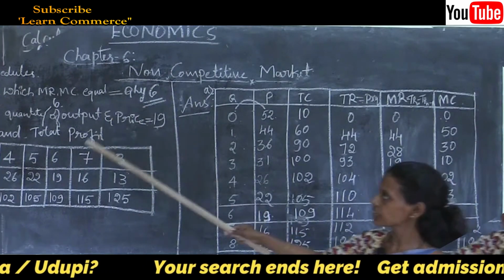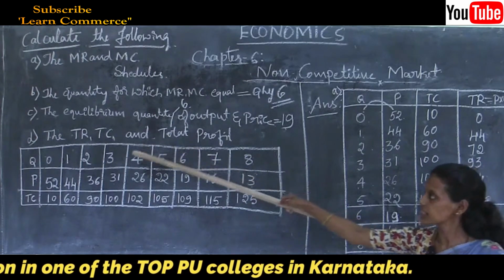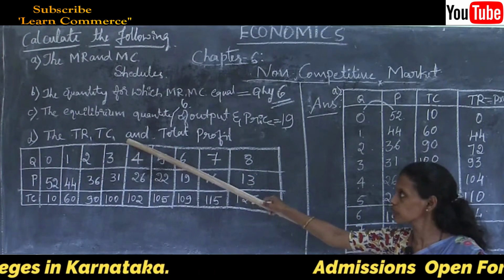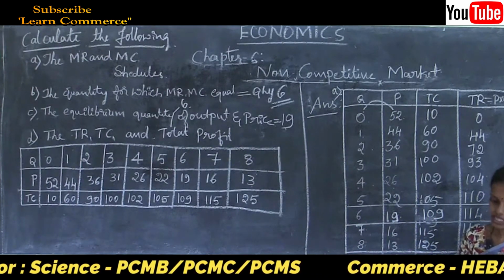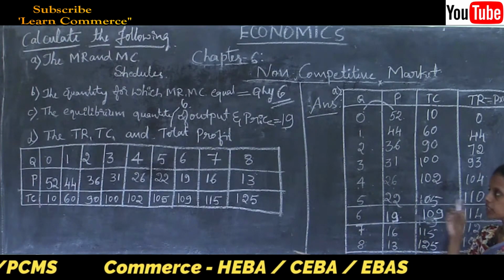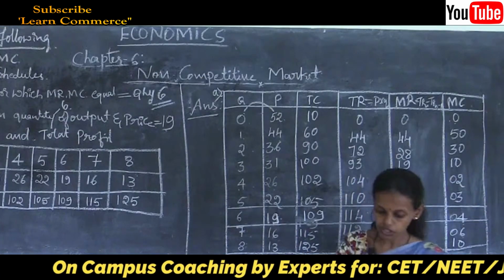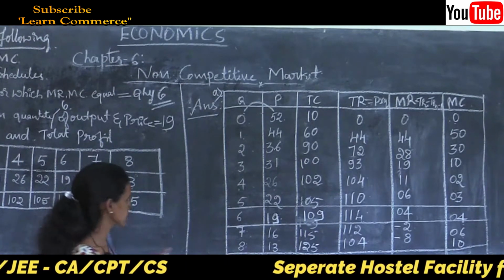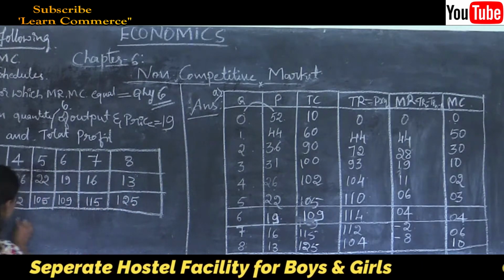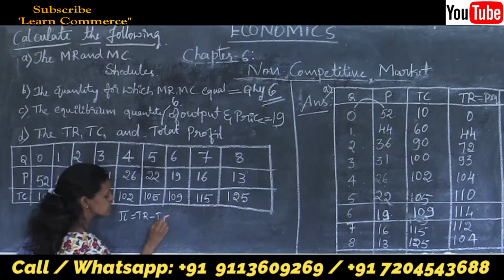Next, the last one, D. It asks for TR, TC and total profit at equilibrium. We are going to get all of TC, TR and total profit. Profit means TR minus TC. Pi is equal to TR minus TC.